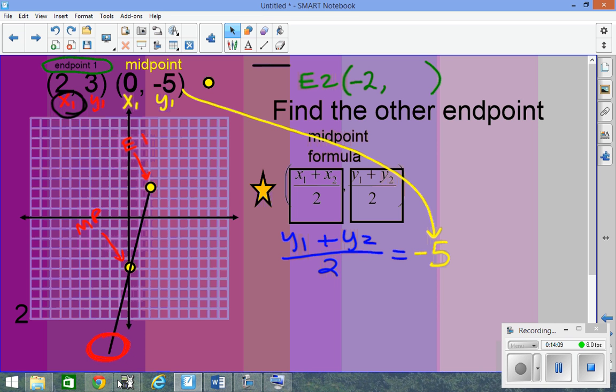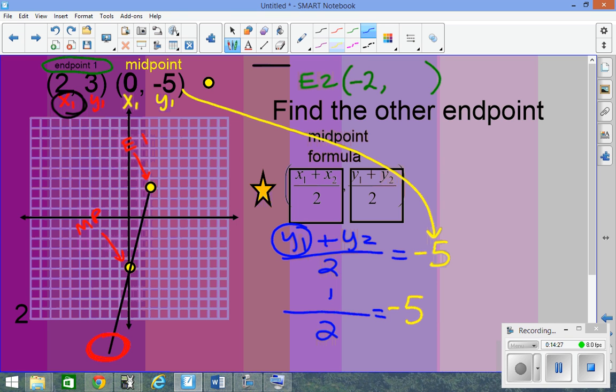So we're just going to plug this information in. We know that divided by 2 is not going to change. We know that equals is not going to change. And we know that negative 5 is not going to change. We also know that the only coordinate we have right now is this y1. So the y2 will remain the same. So what's my y1 coordinate? My y1 coordinate is 3. 3 plus something divided by 2 is equal to negative 5.